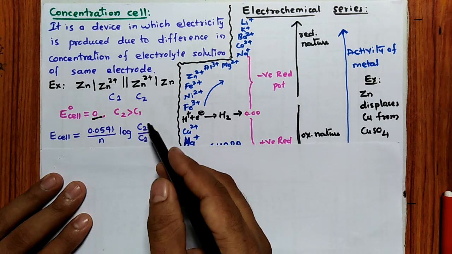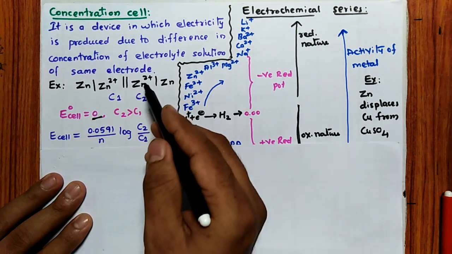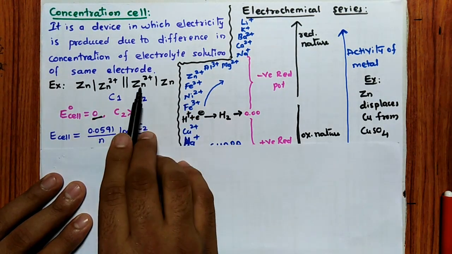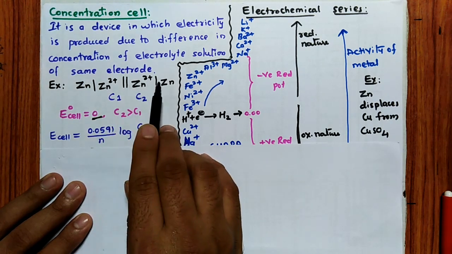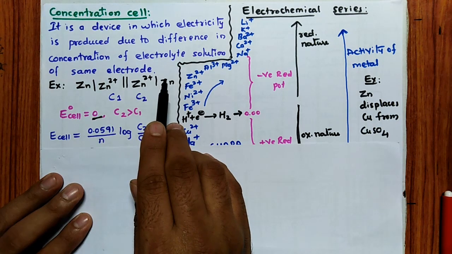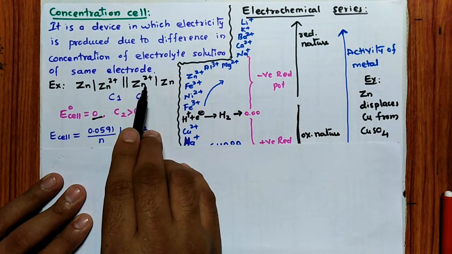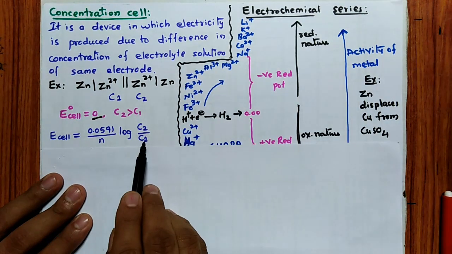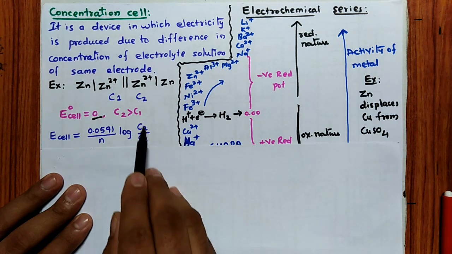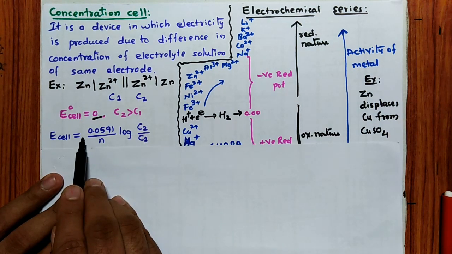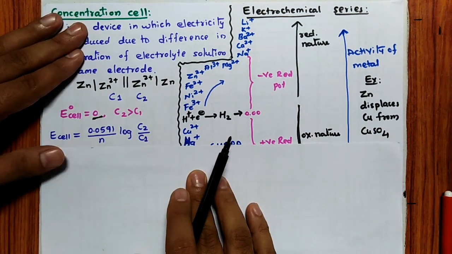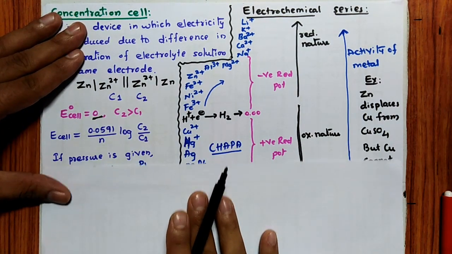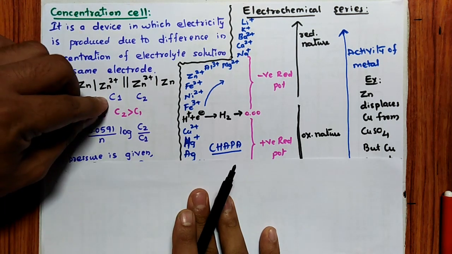Concentration of the... see, if I write the reaction for galvanic cell, copper will come this side, correct? Copper will come this side. So that copper will come to the right side means I have to write that here. But I have interchanged this. Actually C1 by C2 if I take minus, I have taken it as plus, hence C2 by C1.